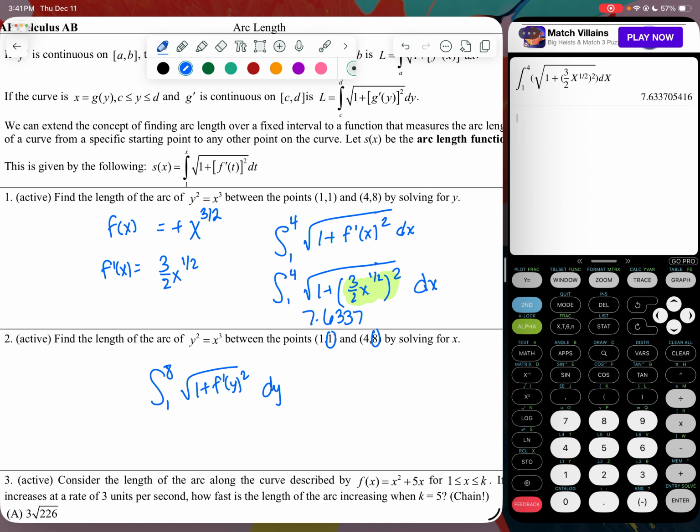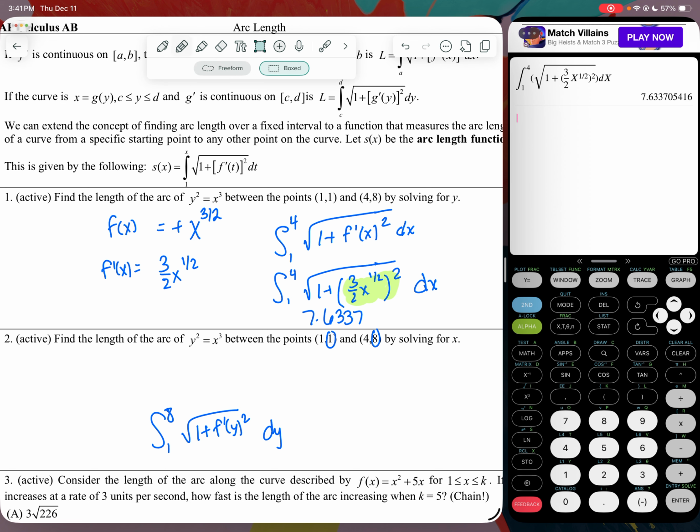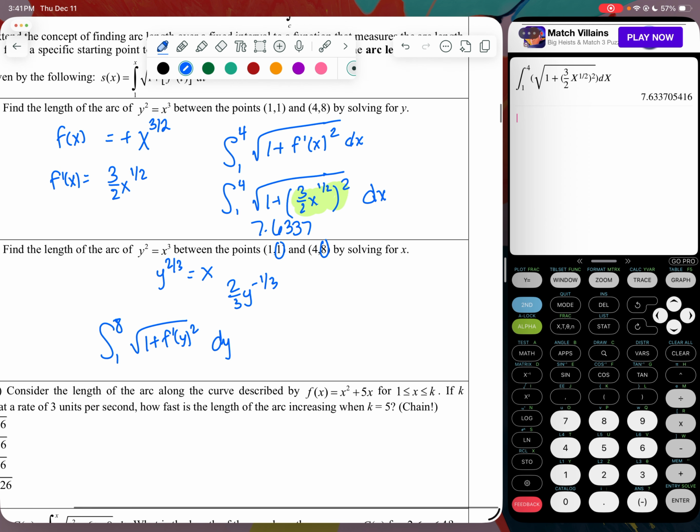Now, we need to figure out what this is in terms of solving this for x. So I'm going to just take the cube root of x, call it a day. Now, if I take the cube root, that's going to be y to the 2/3 is equal to x. And then if I take the derivative of this, I get 2/3 y to the negative 1/3. So then the integral from 1 to 8 of the square root of 1 plus (2/3 y to the negative 1/3) squared dy.